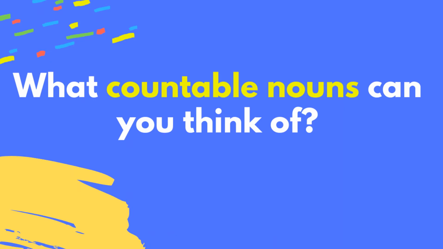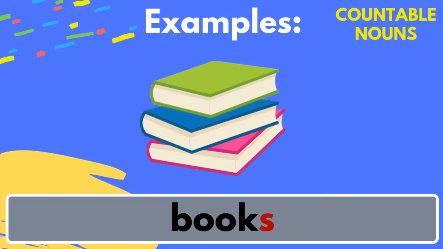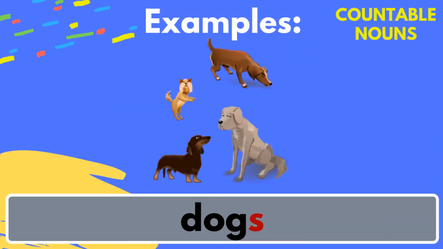What do you think about countable nouns? Can you think of more example? Let's try it out. For example, we have 1, 2, 3 books. So we say books. But if it is only one, we say book. Another example, we have dogs. How many dogs are there? We have 1, 2, 3, and 4. We have 4 dogs. But if we only have one dog, we say dog.